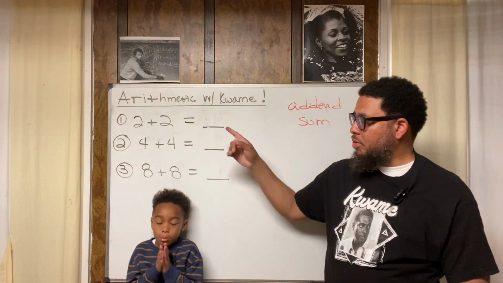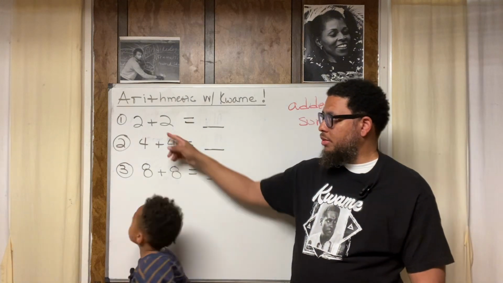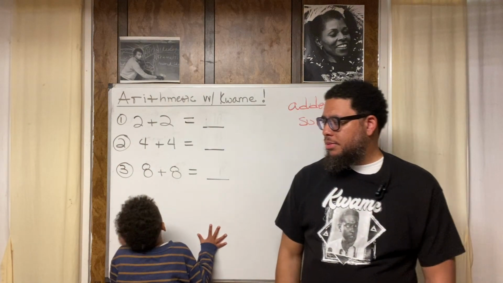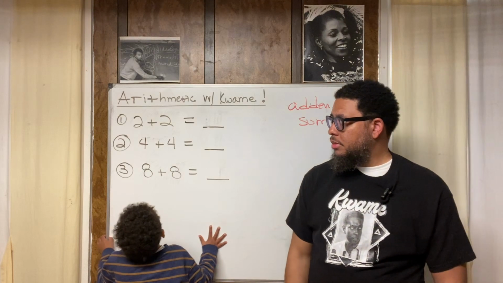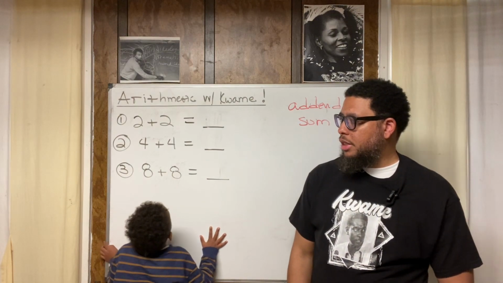All right. So we got 3 problems up here. Kwame, rotate around. Read number 1. 6 plus 6. That's a 2, bro.